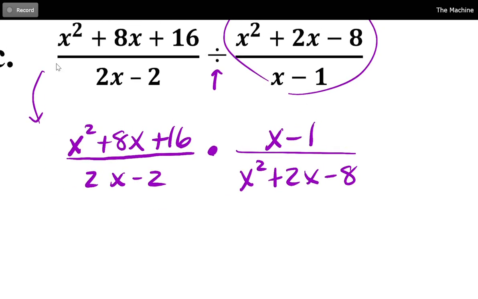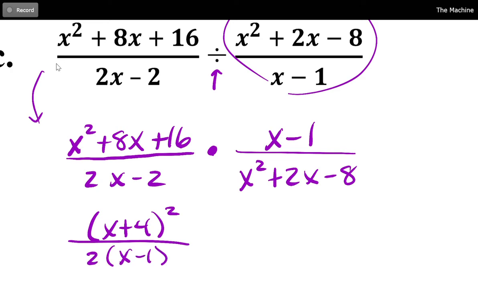So let me fully factor the numerator on the left. Factors of 16 that when I add them give me 8. That would be 4 and also 4. Oh, that means it's a perfect square. It's going to be an x plus 4 quantity squared. Now, factor the 2 out of the denominator: 2 times x minus 1 times x minus 1. Maybe even put parentheses around that so you realize it's a group. And then factors of 8 that when I subtract them give me 2.